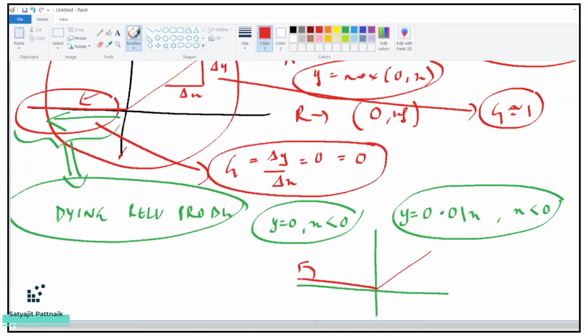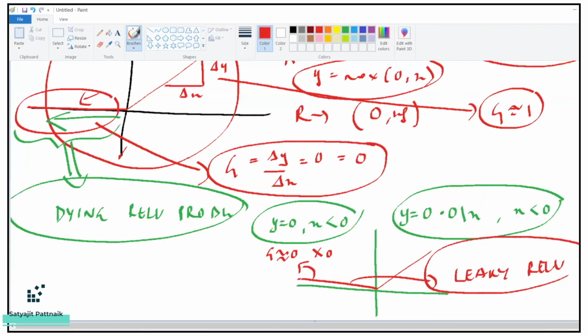That means your gradient is nearly 0, but it's not 0, right? This is also called the leaky ReLU. Leaky ReLU is basically done to get rid of the dying ReLU problem, where you define y equals to something, a very small number, when x is less than 0, to make your gradient non-zero. And this function or this scenario is called the leaky ReLU.